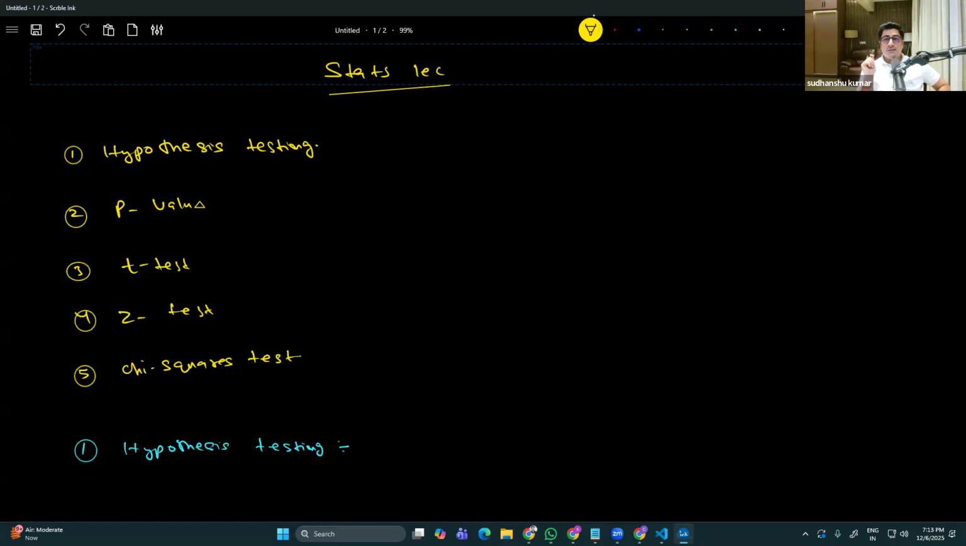But there is a claim. Some influencer is making a claim that no, that company is wrong. They are saying there will be 50 grams of chips, but they are not providing 50 grams of chips. Maybe in a packet there are 45 grams of chips, or maybe less than 50 grams of chips available inside that particular packet.